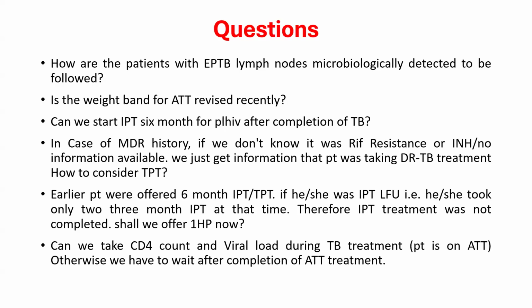We have given primary prophylaxis for a child less than 13 years. The child gets tuberculosis after 1 or 2 years. Do we have to give secondary prophylaxis again after completion of ATT? One second, ma'am. You said you have given primary prophylaxis, 1HP or 6H? Less than 13 years means 6H. Yeah, 6H you have given.